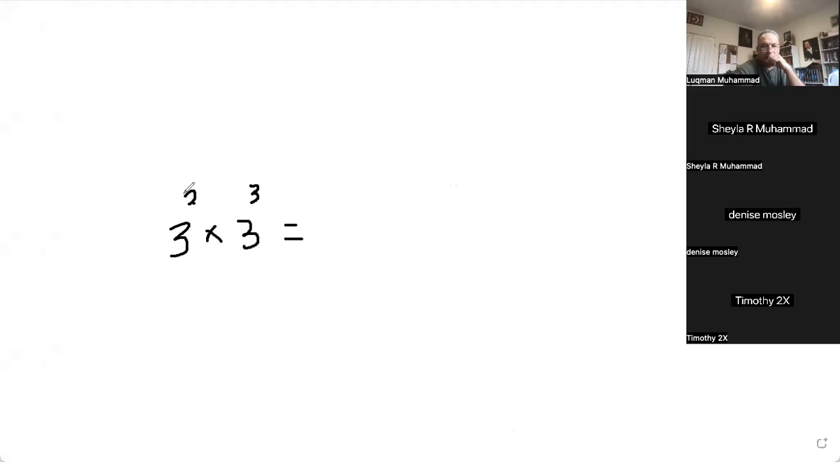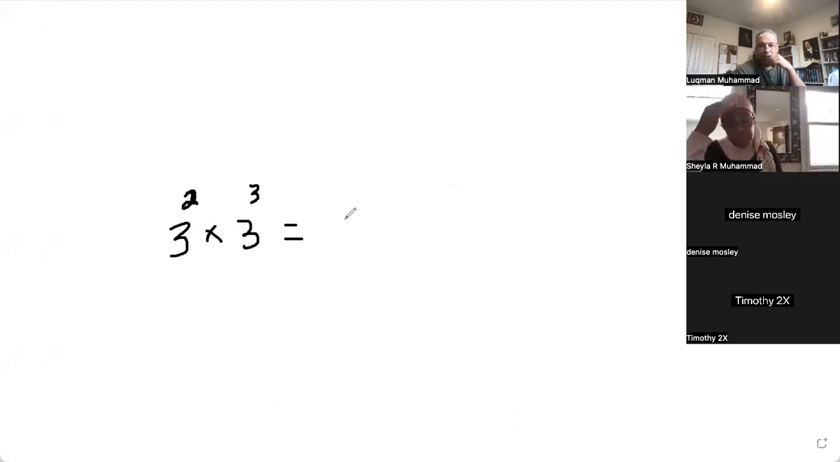Okay, one of the rules when you deal with exponents, when you deal with bases that are the same, all you do is you rewrite the number and add the exponents together. That's one of the rules.